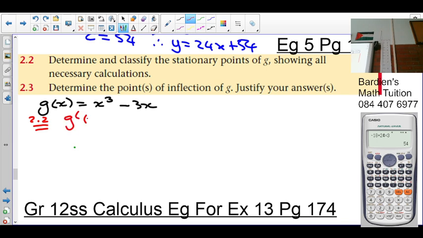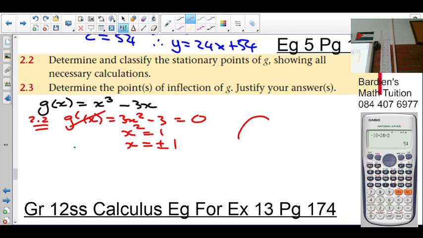So we work out g prime x is equal to 3x squared minus 3. We set that equal to 0 for the x values of the turning points. So x squared is equal to 1, so x equals plus minus 1. Your leading coefficient of that expression is positive, so the graph first goes up then down. So that is where x is equal to negative 1, and of course x is equal to 1.